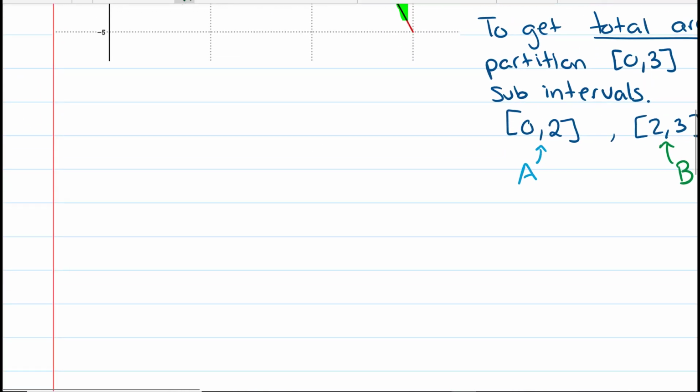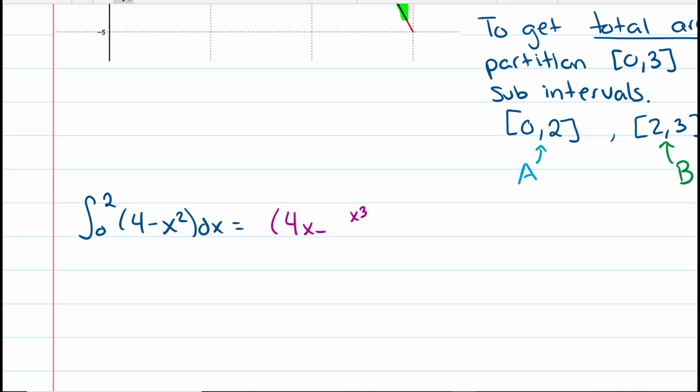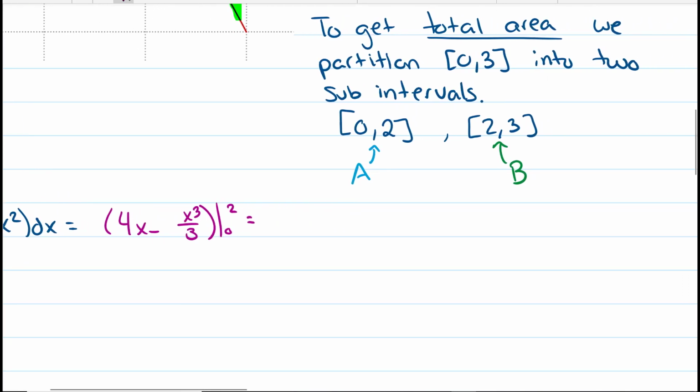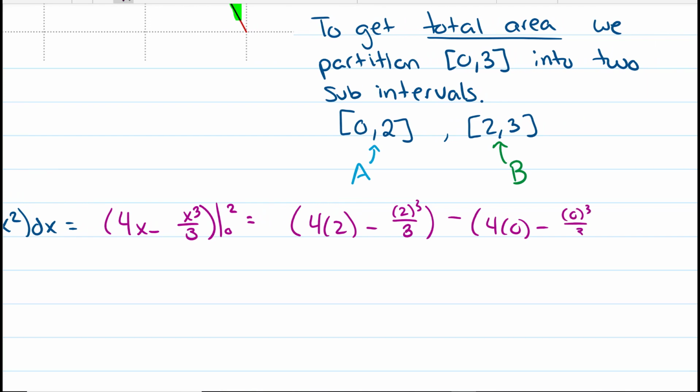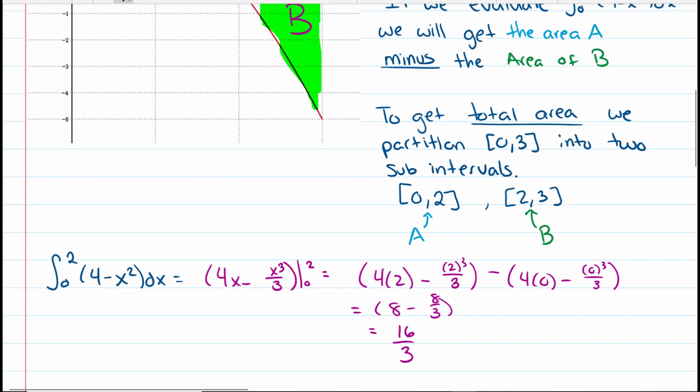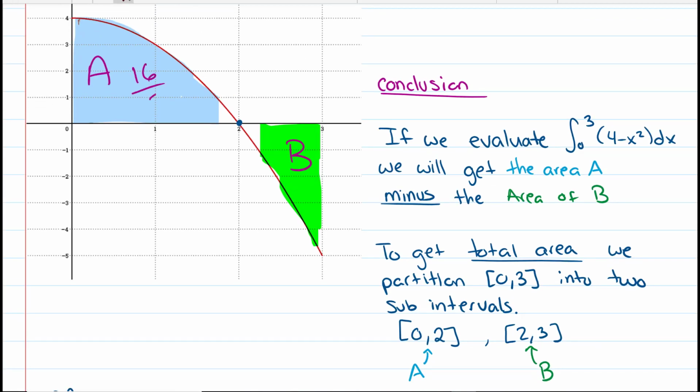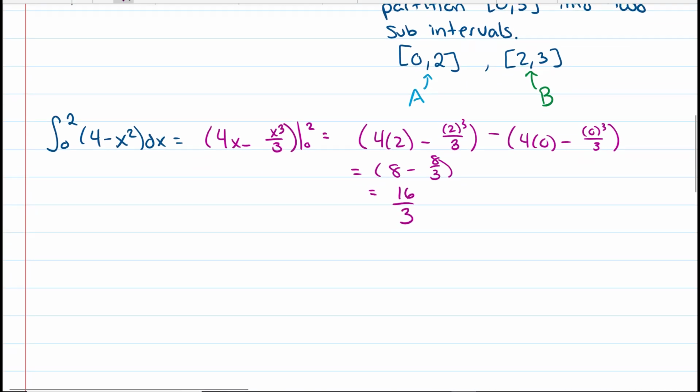So to evaluate that by hand, we get that the integral from 0 to 2 of 4 minus x squared dx is equal to, well, the antiderivative of 4 minus x squared is 4x minus x cubed over 3 from 0 to 2. We get 16/3. So 16/3 represents the area of the blue shaded region.